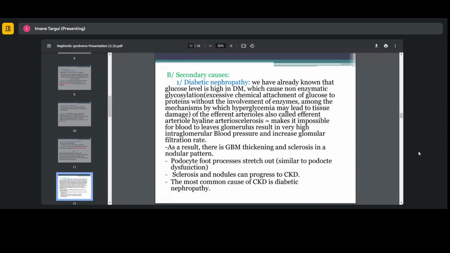Podocyte foot processes are affected, which is similar to podocyte dysfunction, with the same result. Sclerosis and nodules can progress to chronic kidney disease. The most common cause of chronic kidney disease is diabetic nephropathy. Diabetic nephropathy occurs normally in diabetes mellitus.